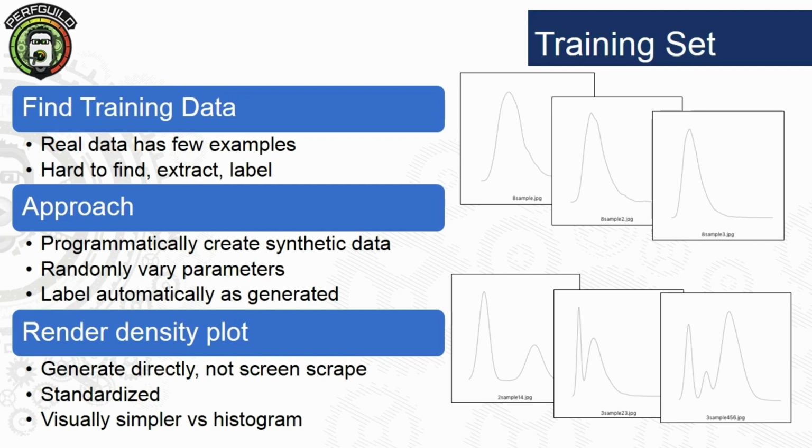Now, neural networks perform best when they have a lot of training data. But finding training data in actual dashboards is very time-consuming. So for this initial investigation, I went ahead and created synthetic data and then generated JPEG images of different types of distributions. I separated out the generated data into a training set and a test set so I could validate how well the neural network would perform.